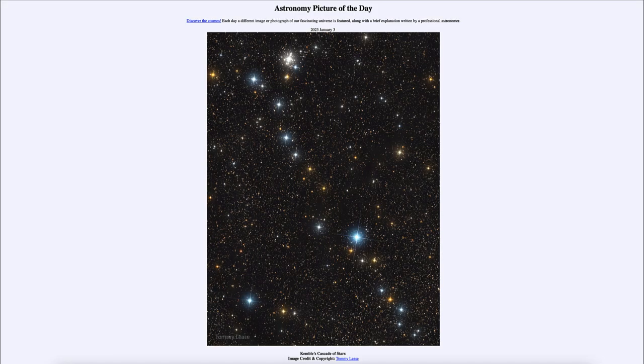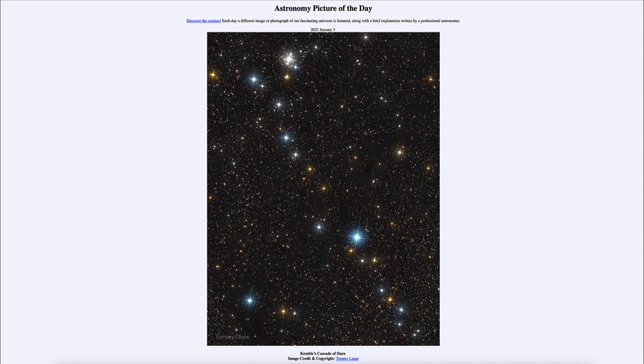One of the things that I like to do in each of my introductory astronomy classes is to begin the class with the astronomy picture of the day from the NASA website that is apod.nasa.gov/apod. And today's picture for January 3rd of 2023, well, it is titled Kemble's Cascade of Stars.